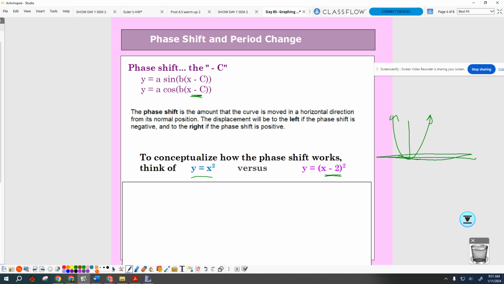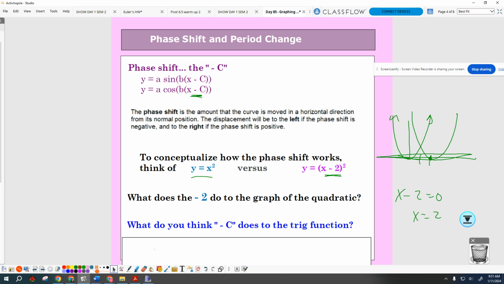So when x minus 2 equals 0, it's going to be 0 when x is positive 2, so it does move to the right. It's the opposite, it seems counterintuitive. It was a minus 2, so it went to the positive direction. All right, well, that's the same thing that it's going to do with the trig functions.